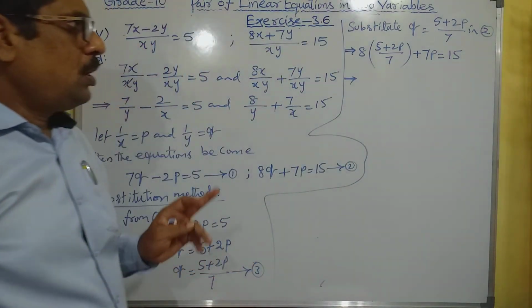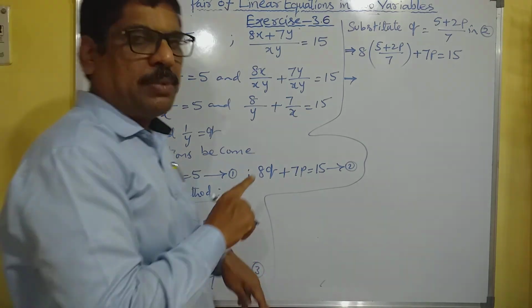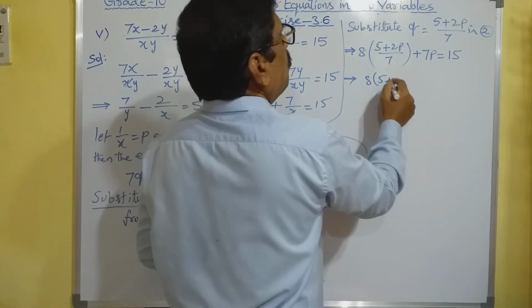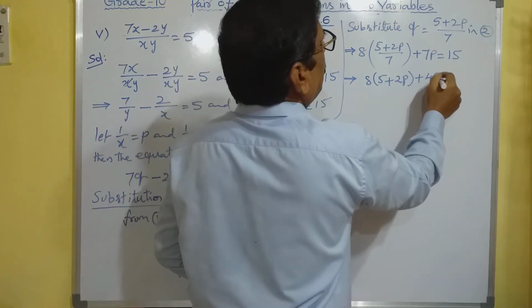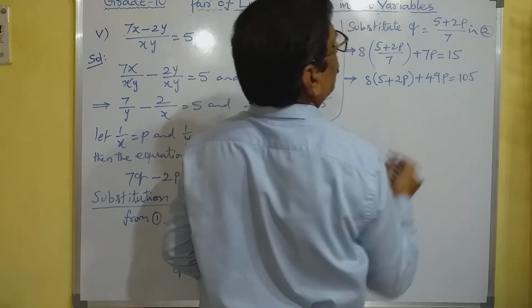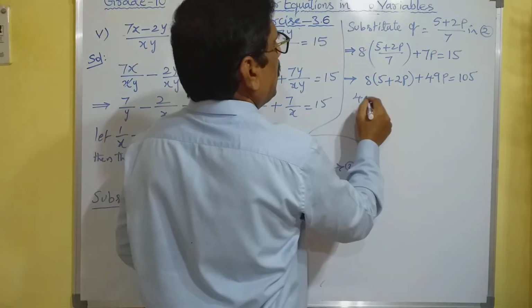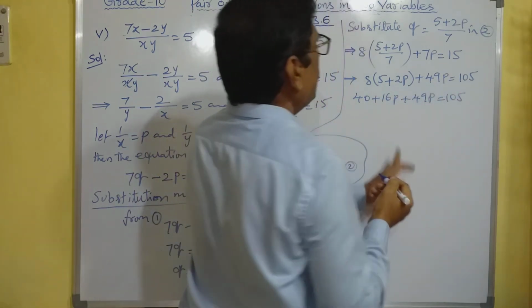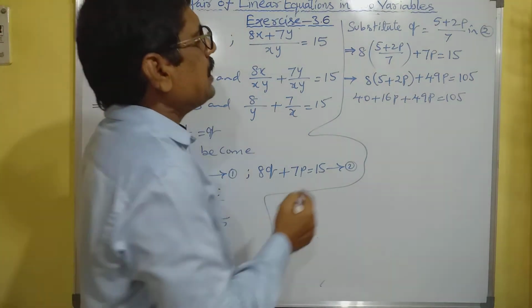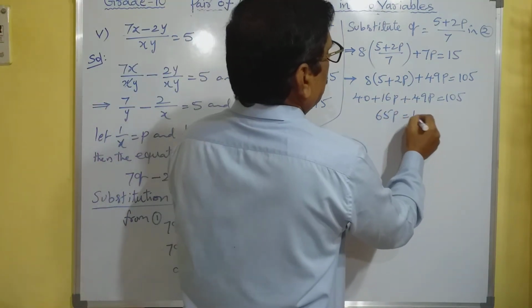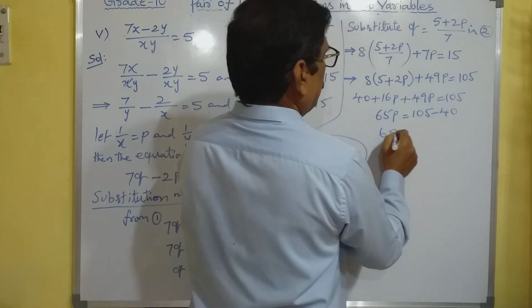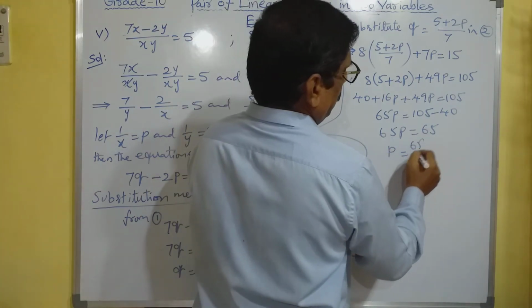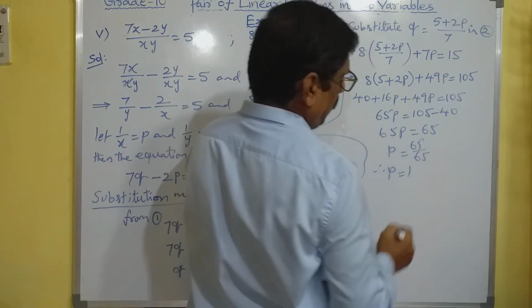Okay. In order to cancel 7, we need to multiply with 7 throughout the equation. If you multiply by 7, denominator 7 will be cancelled. 8 into 5 plus 2p, 7 7s are 49p, 7 15s are 105. Okay, now 8 5s are 40, plus 8 2s are 16p, plus 49p is equal to 105. 16p plus 49p is 65p is equal to 105 minus 40 if you send that side. 65p is equal to 65. So therefore we get p is equal to 1.